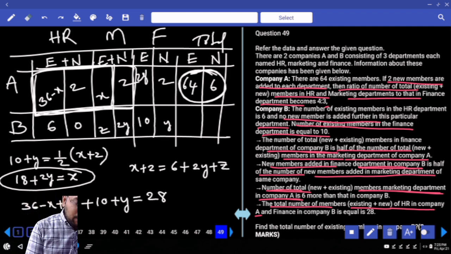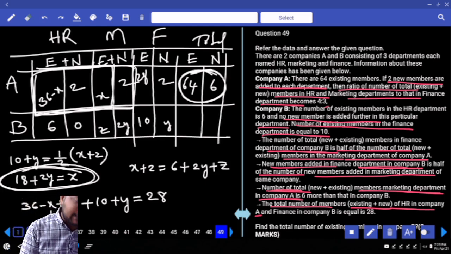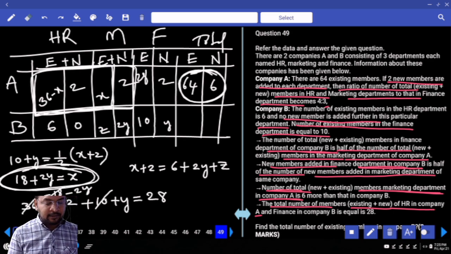Now here the variable X is there. In place of X, if you substitute 18 plus 2y, then all will be in terms of y. Once you get y, you will get x. Once you get x, then you can find z. In place of x, substitute; minus is there, so that will become minus 18 minus 2y. Now look here: 36 minus 18 is 18. 18 plus 10, 28, gets cancelled. Are you clear?